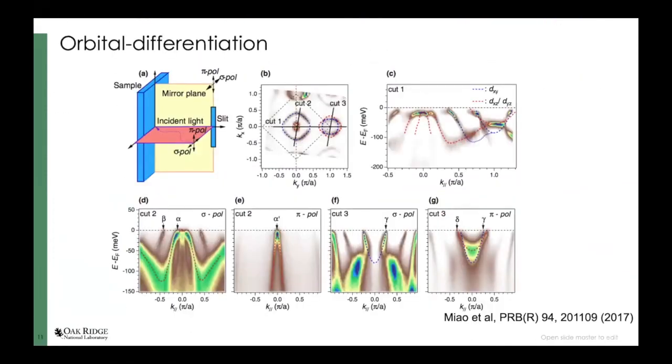So the first thing that we would like to study is the orbital differentiation, meaning the dynamic response of electrons with different orbitals are different. So you see the typical ARPES spectra, and we can identify the orbital characters by changing the incident photon polarization.